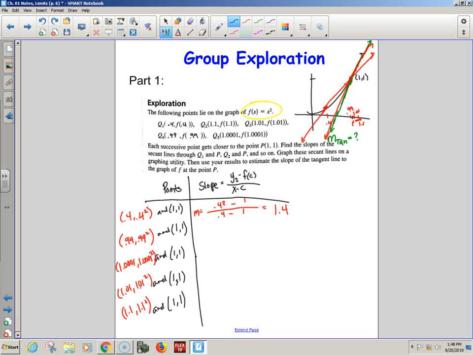I see people plugging in the points. I see people setting up their slope formulas. I see a calculator person trying to plug and chug. Check in with each other and make sure we know what we're doing. Finish the table. Do you know how?